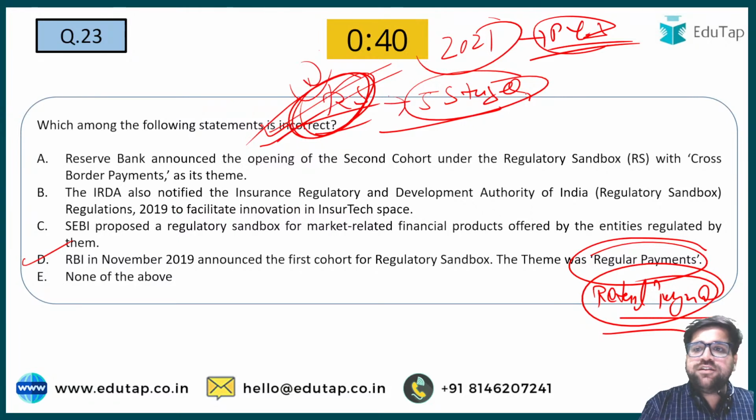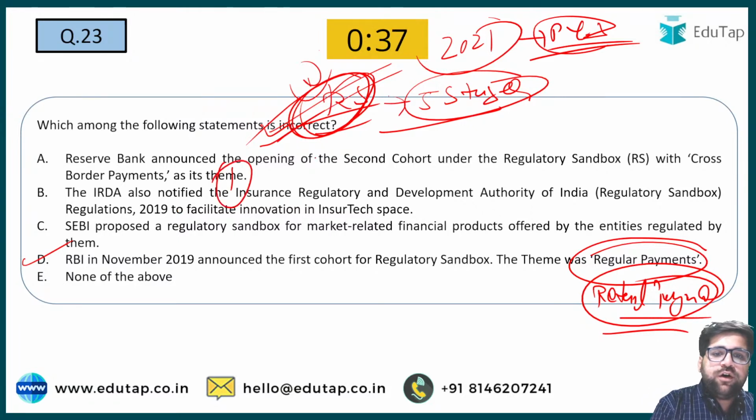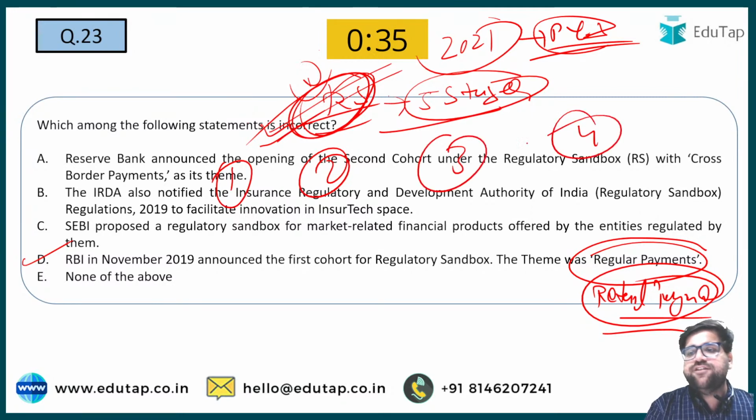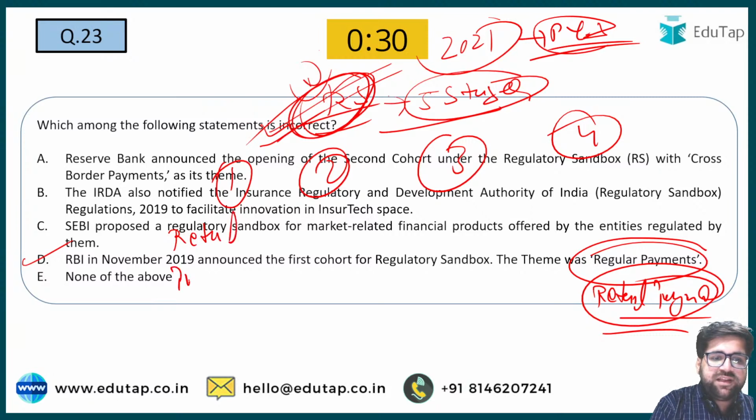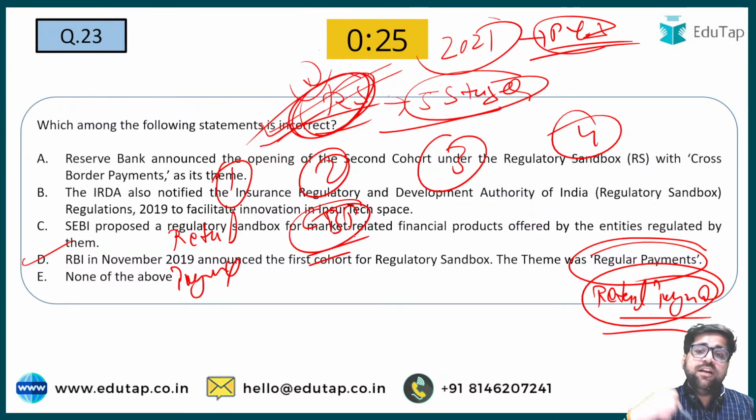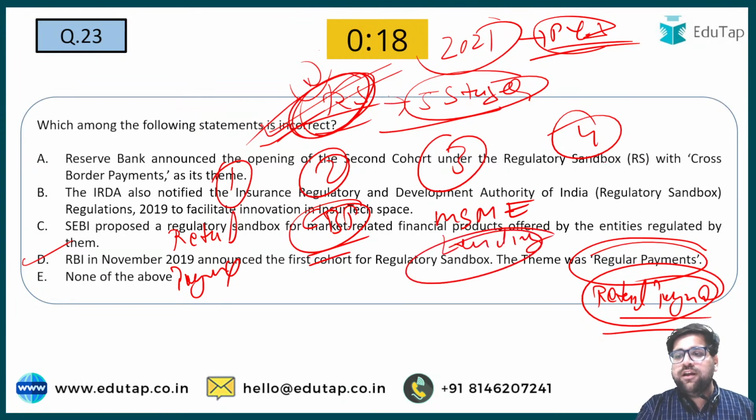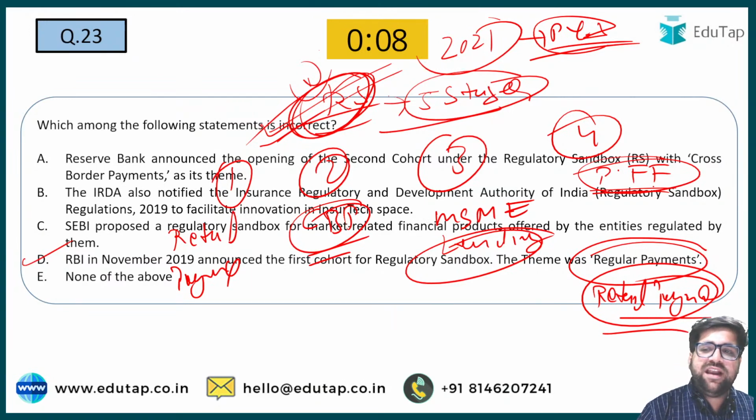Now, regulatory sandbox is of 5 stages. Right now, there are 4 cohorts which have been released by RBI. Cohorts means different stages. The theme of the first cohort was retail payments. This is really very easy. Please remember this. Then the second theme was cross-border payments. Again, very easy. The third theme, or the theme of the third cohort, was MSME lending. And the theme of the fourth cohort was something like prevention of financial fraud. There was one more word which is not coming to my mind right now.